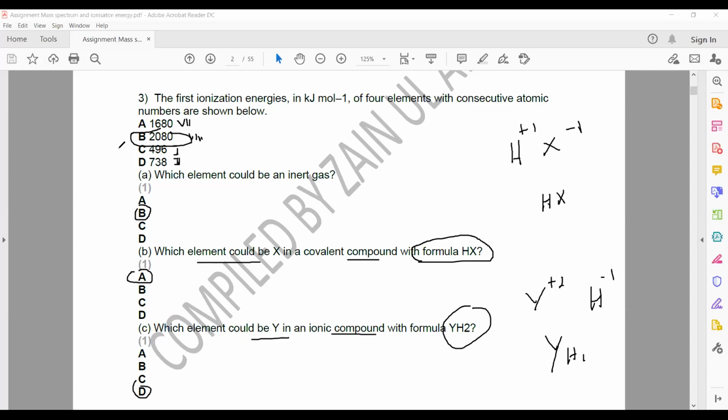Is this question clear? Because in the question they mention these are energies given for successive elements. So first we work out which one is group 8. Elements before group 8 will be like group 7. Elements after group 8 will be group 1 and group 2. Is the discussion clear?